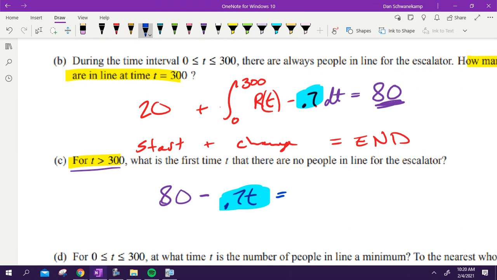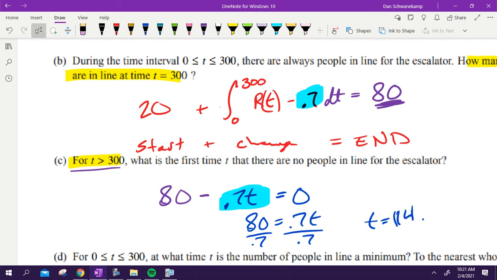What do I want to be true about this equation? I want it to be 0. If I want there to be nobody left in line, write out that equation. That's scoring you points. Writing down what you're thinking. So 80 equals 0.7t. Then what do I do? Divide by 0.7. T equals 114.286. That's not the right answer.